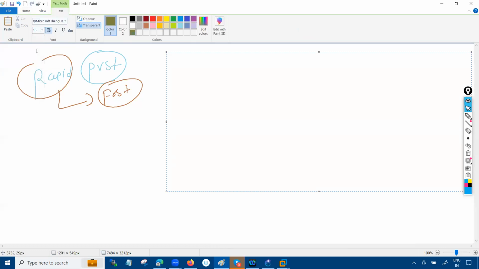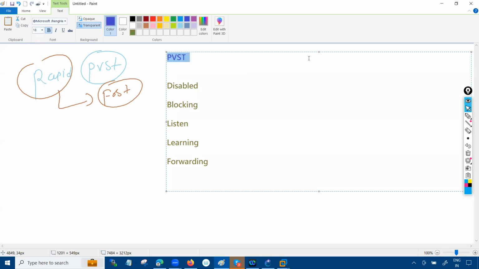Normally in the PVST protocol, we had a disabled state, right? Understand the concept right now. We have a blocking state, right? Then we have a listening state, we have a learning state, and we have a forwarding state. These are the states we had in the PVST protocol.